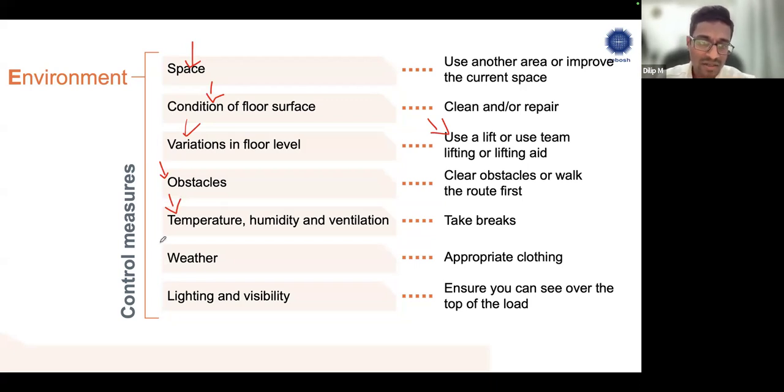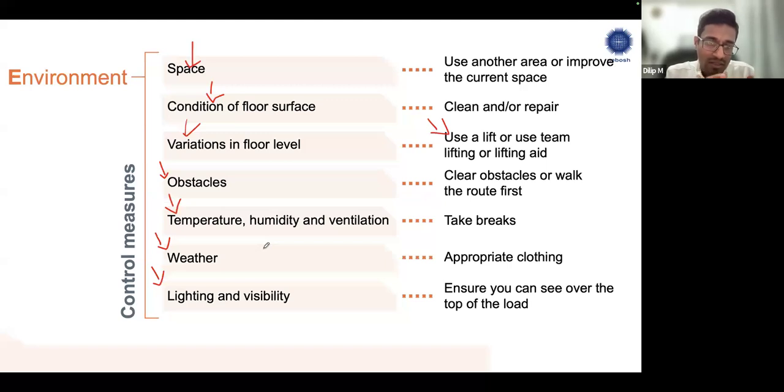And then what about the weather? Are you wearing appropriate clothing? I don't want to wear tight fitting pants when doing this task where the temperatures are hot. Similarly, I don't want to wear very loose clothing in temperature where it is cold. So appropriate clothing is required. And then what about the lighting and visibility? Do I have good visible lighting where I can see any spill hazard, because if someone falls with the load, the injury could be very severe.